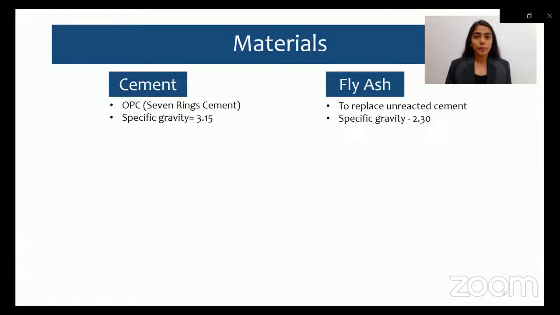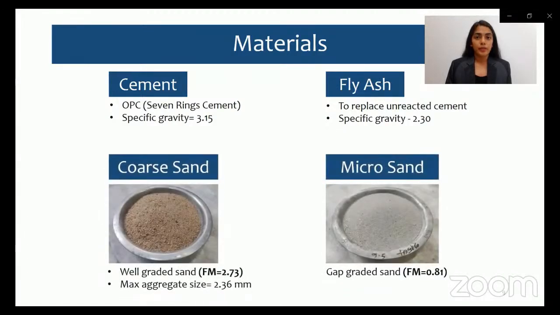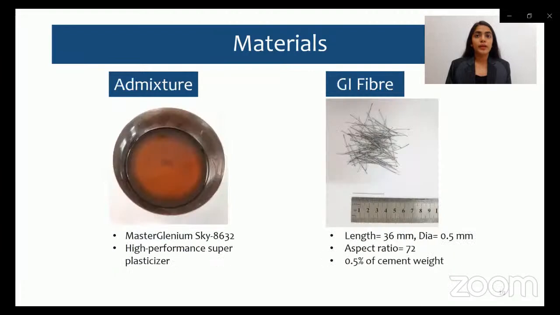Materials. Ordinary Portland cement was used to make the concrete mixture. Fly ash was used to replace the unreacted cement. Well-graded and gap-graded sand was used. Because of the smaller opening of the textiles, maximum aggregate size was 2.36 mm. A high-performance superplasticizer admixture was used. GI fibers of 0.5% of cement weight were used in the concrete mixture, having an aspect ratio of 72, to increase the mechanical properties.